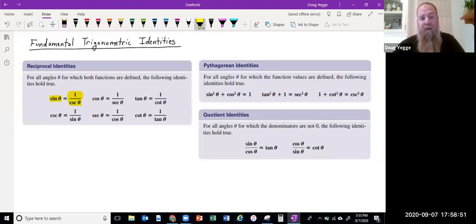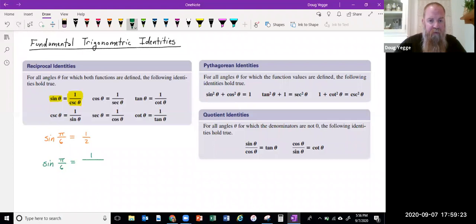Now, this is an identity because no matter what value I plug in for sine theta or cosecant theta or whatever it might be, I'm always going to get the same result. So as an example, if I were to say sine of, let's say, pi over 6, well, sine of pi over 6 is 1/2 by the unit circle. But apparently we're saying that sine of pi over 6 is equivalent to 1 over cosecant of pi over 6. Now cosecant of pi over 6 on its own is 2.